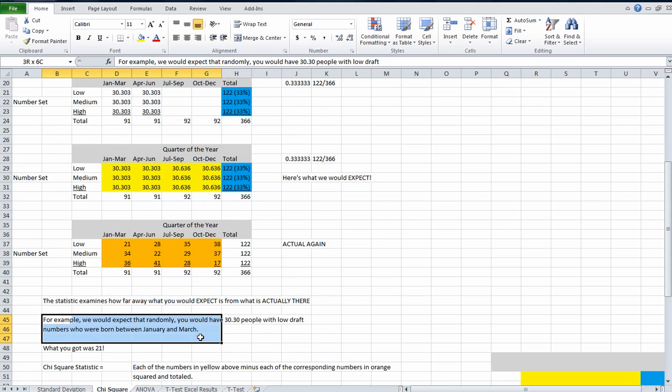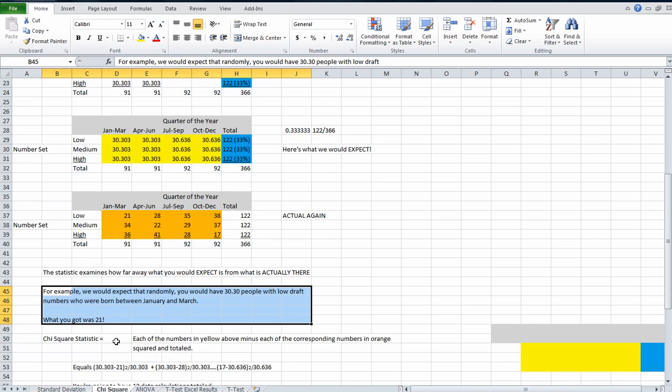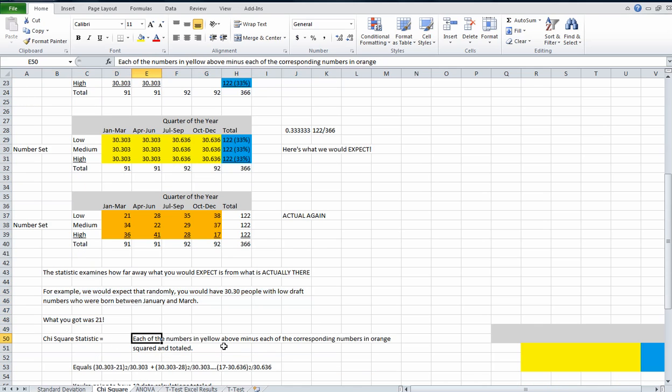And this is just a reiteration of what I just said. So the test statistic is, and I should add something in here, each of the numbers in yellow, that is each of these numbers, minus the corresponding number in orange. So for example, this one minus this one, squared, and it would be divided by what you would expect, and all totaled. So notice there will be actually 12 mini calculations that you would do.